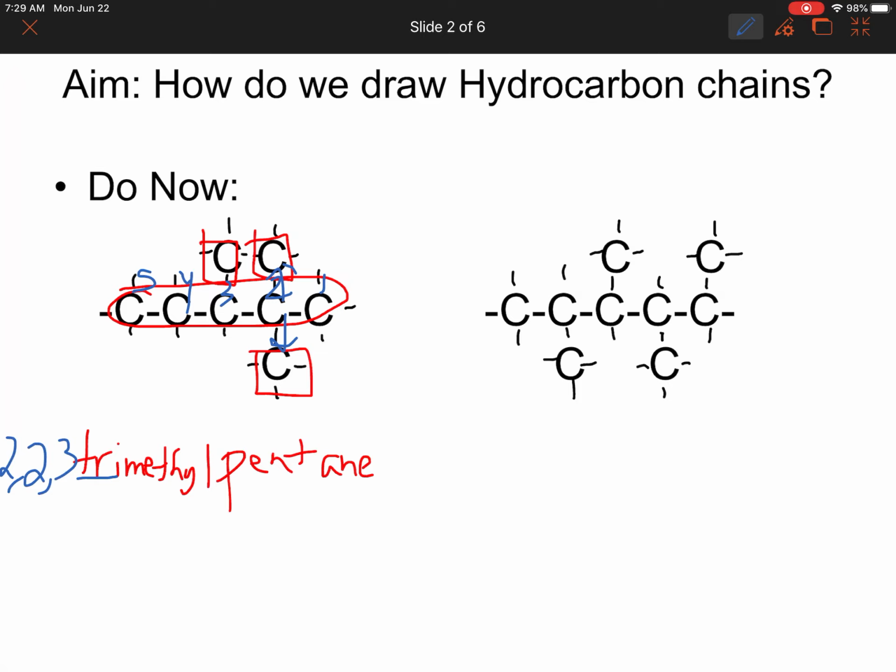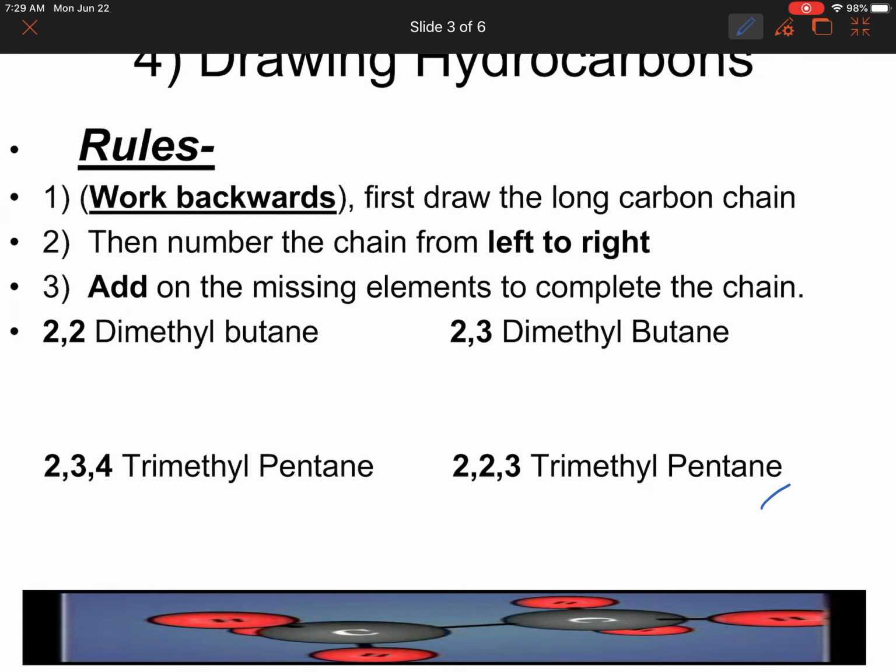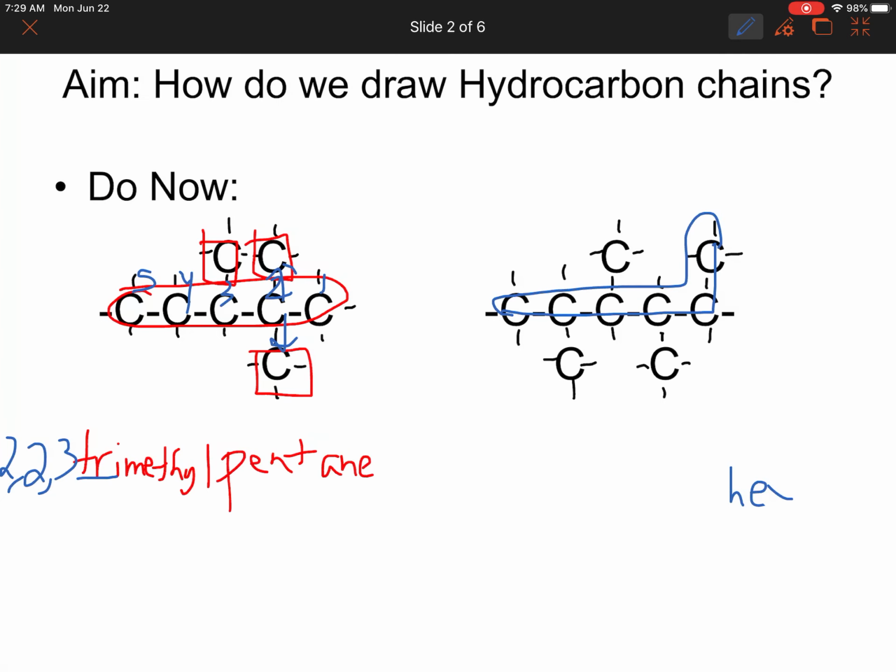Okay, let's do the next one. Longest carbon chain. Well, that's going to be 1, 2, 3, 4, 5, 6. So the prefix for 6 is hex. Single bonds is ane. Put a box around any element hanging off the long chain. Again, there are 3 methyls. That's trimethyl.